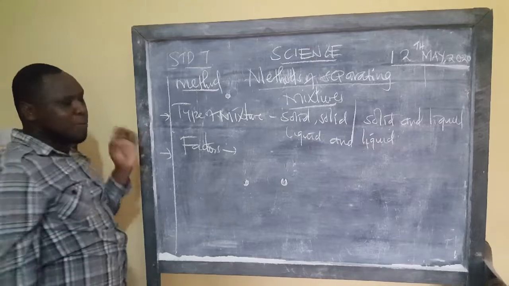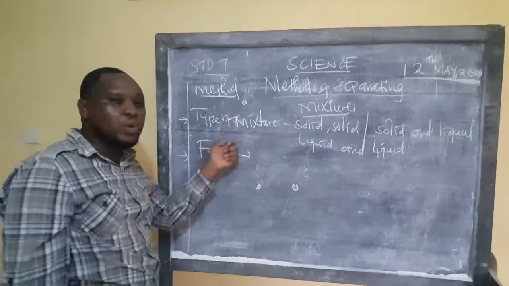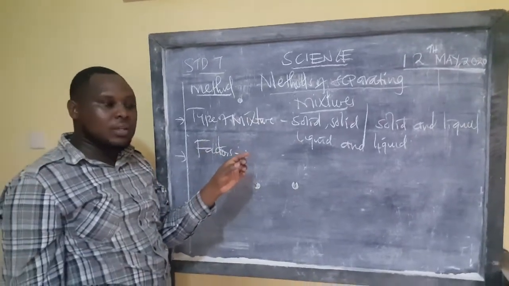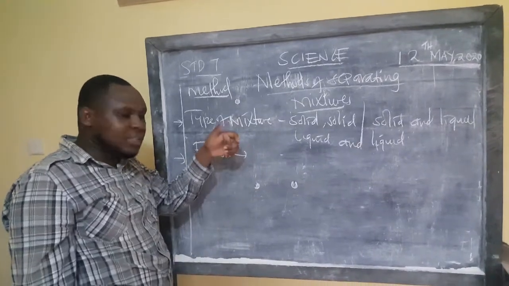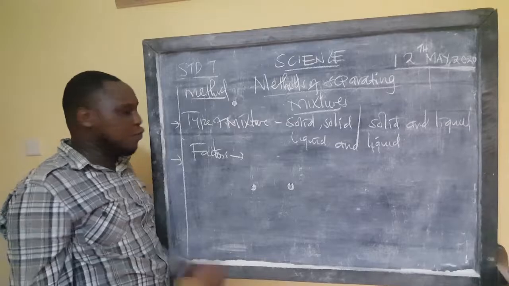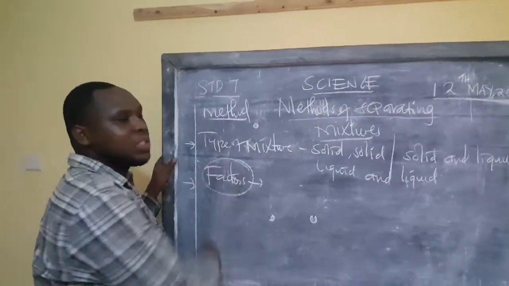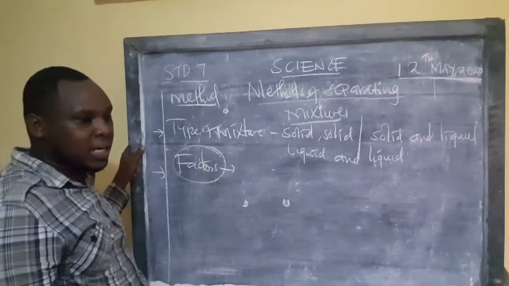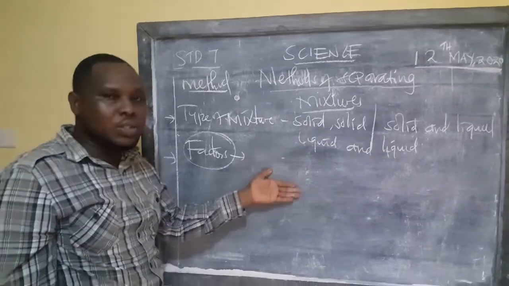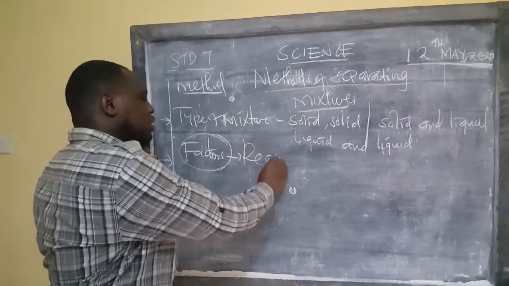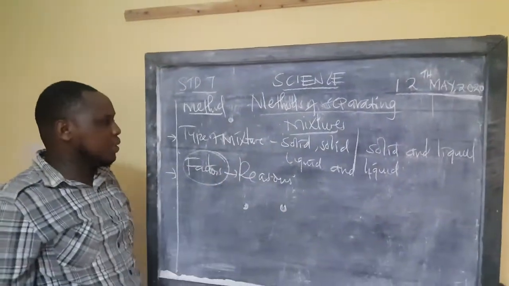Factors to consider. For me to pick a certain method like magnetism, what have I considered? Is there some magnetic material in that mixture for me to pick that particular method? That is what we call the factor to consider. What are the factors that we're considering? Why can we use sieving? These are the reasons why you pick a certain method of separation of mixtures.